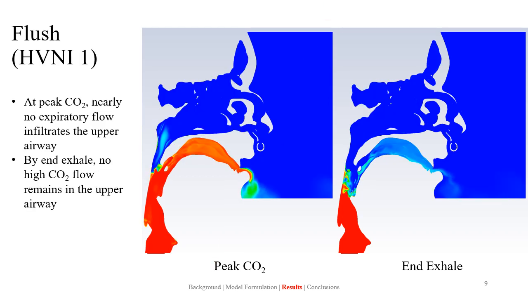For HVNI1, notice that at peak CO2, nearly no expiratory flow infiltrates the upper airway outside of this small stem of moderate CO2 flow that extends just above the trachea. By end exhale, even this small stem is removed from the upper airway, leaving no expiratory flow to infiltrate the upper airway.